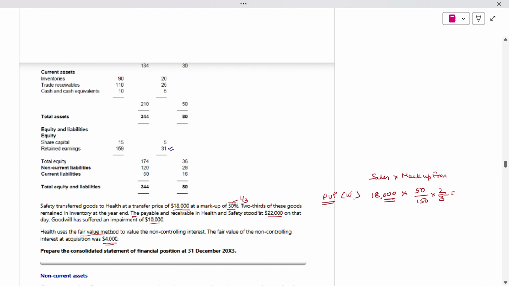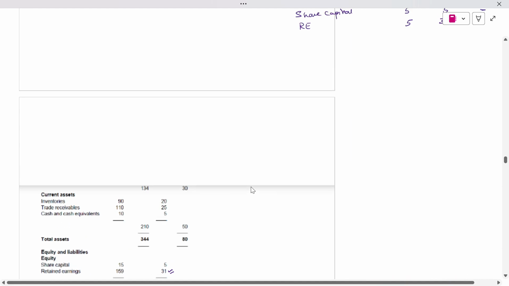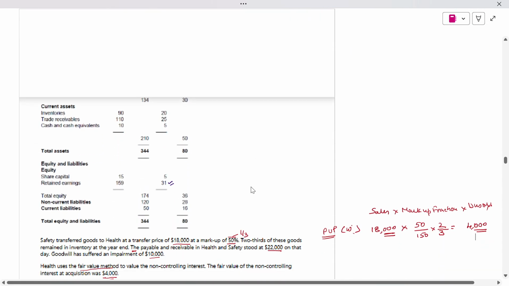$4,000. Unsold. How much is the 4,000? This is in thousands. This is the portion of unrealized profit. This is why we are deducting it here.